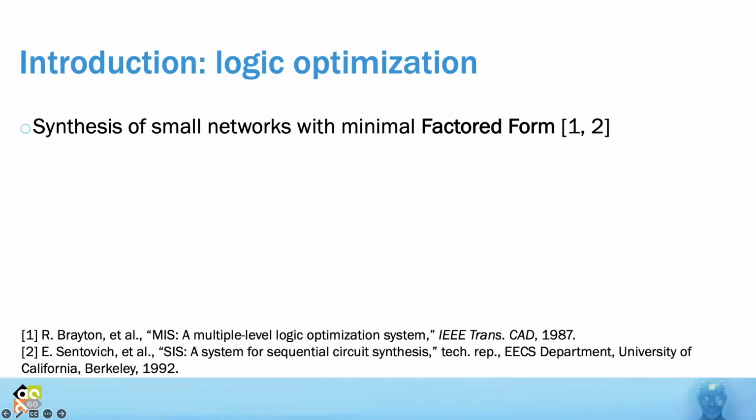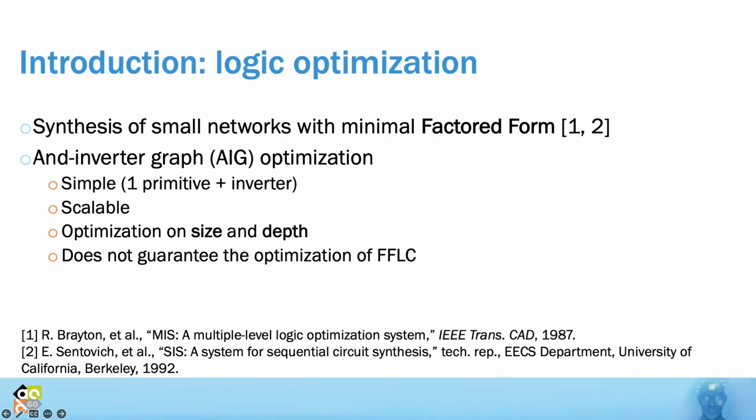But modern logic synthesis nowadays relies on the AND-inverter graph to carry the optimization. Because it's very simple, it consists only of one primitive, that is the AND gate plus an inverter. Algorithms that work on the AIG are very scalable. Optimization usually consists in optimizing for size and depth of the representation, but on the other hand, it doesn't guarantee the optimization of factor form literal count.